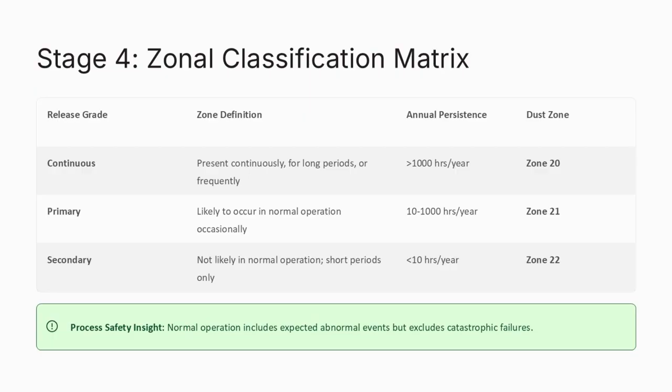To give you some sort of clue, everybody likes numbers. So here you are. This is for dusts. Continuous, greater than 1,000 hours a year, zone 20. Primary, zone 21s, 10 to 1,000 hours a year. 10 hours a year is not a lot. And secondary is where most of them you want to be in, less than 10 hours a year, zone 22. So normal operation includes expected abnormal or non-catastrophic events as well.